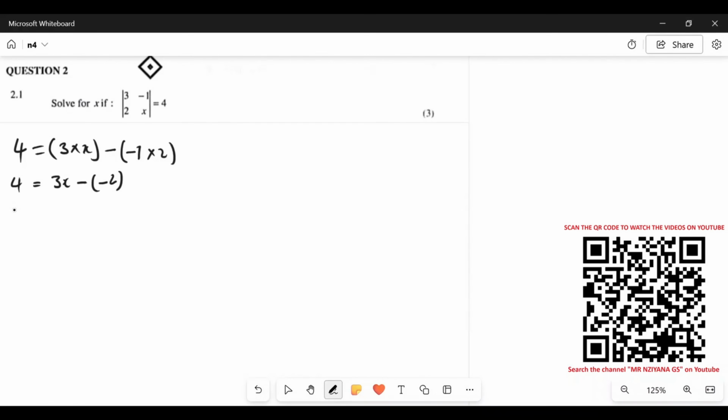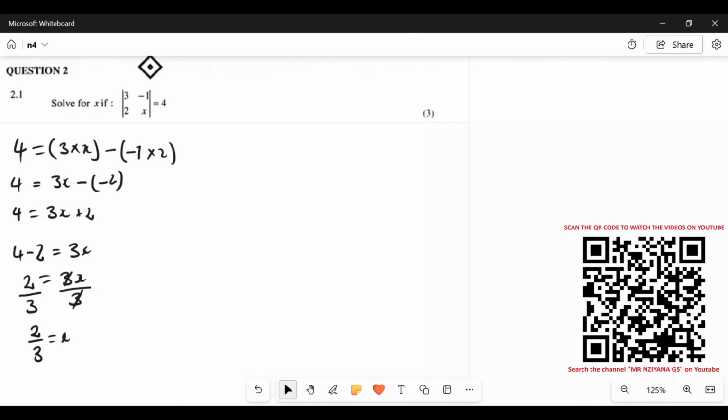If you continue again, we have 4, and then 3x, and then negative multiplied by negative. This becomes +2. From there, we need to transpose this +2 to the left hand side. So we're going to have 4 minus 2 equal to 3x. 4 minus 2 is 2, so on the right hand side we have 3x. We divide by 3 throughout, and x is equal to 2/3, because the 3 and the 3 divide each other and you're left with 1. So that is our final answer.